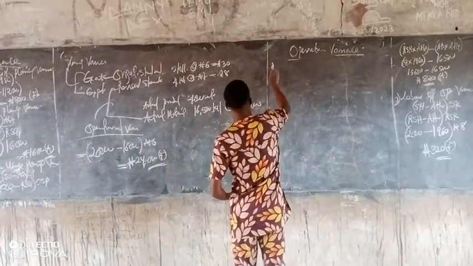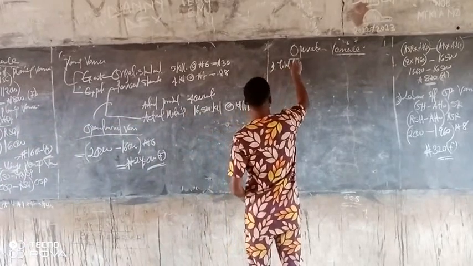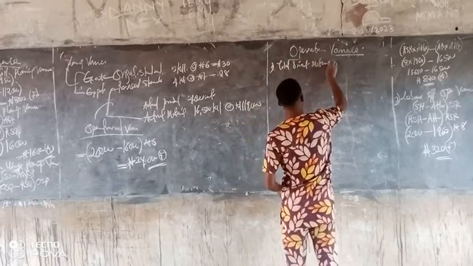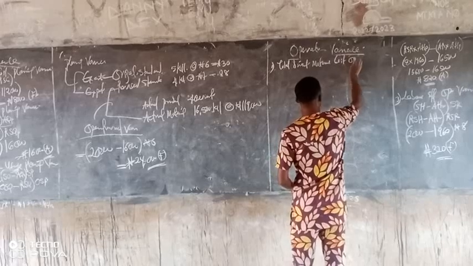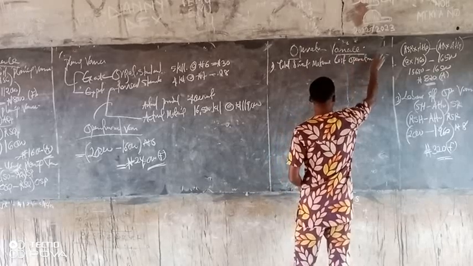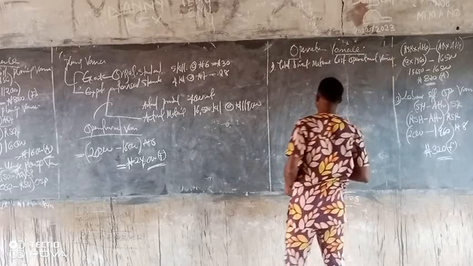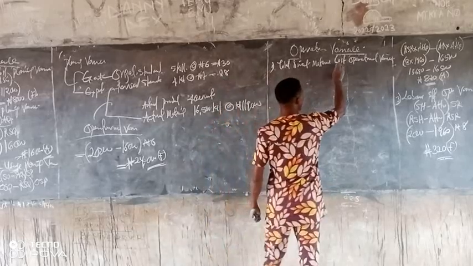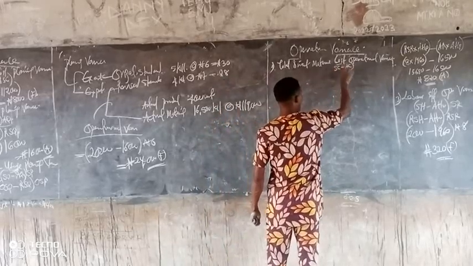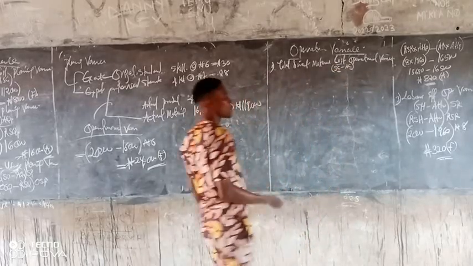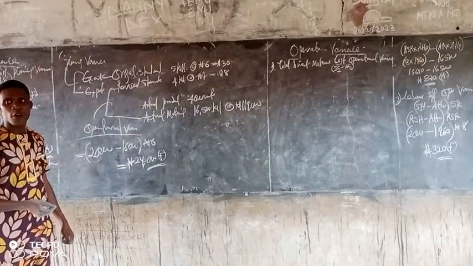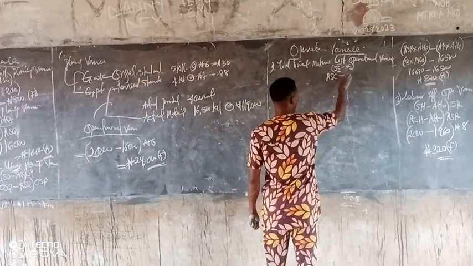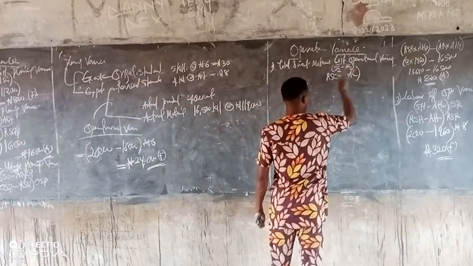Number one, total direct material cost operational variance. On a good day, I've said your normal cost variance is just standard cost minus actual cost. Turn this one to revised and actual. What will be your formula? Revised standard cost minus actual cost.